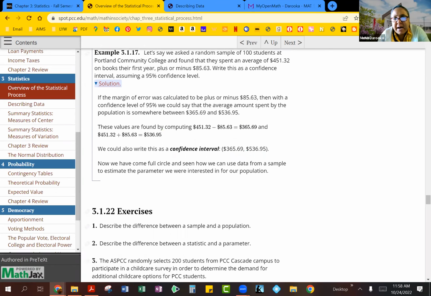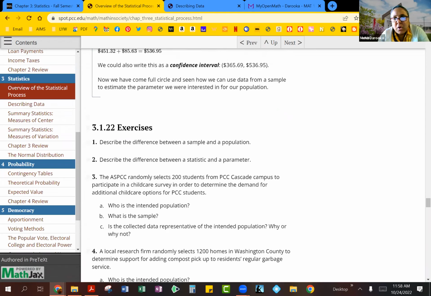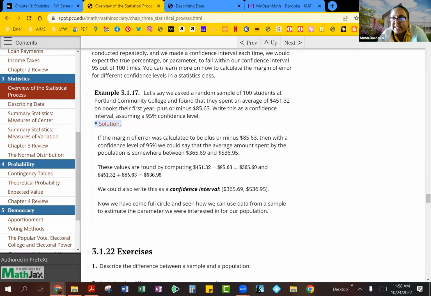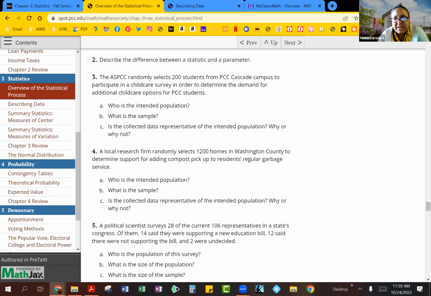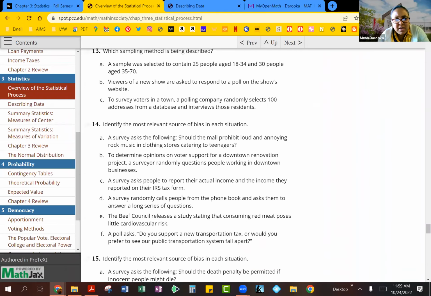So like I said, the last part of your homework in 3.1 is actually going to be focusing on the types of studies, so observational, experimental, those kind of studies. And then the other concepts we looked at, and then the very last part is where you will see similar examples like this, where they're talking about the confidence interval.